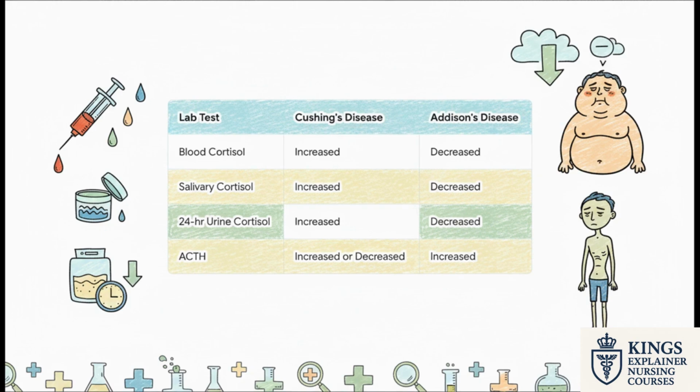But here's the interesting part. Look at the ACTH. That's the hormone that tells the adrenals to get to work. In Addison's, it's high, because the pituitary is basically screaming at a failing adrenal gland, trying to get it to produce cortisol that it just can't make.